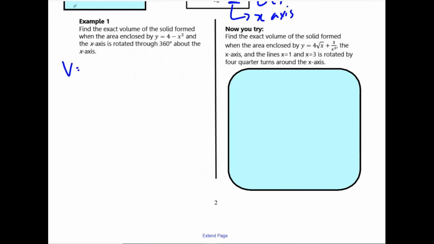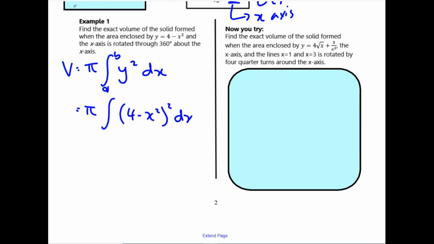First thing to do, write down the formula. So volume rotated around the x-axis is pi times the integral of y squared dx. I'm just going to put that between a and b. We've just got y is 4 minus x squared. So if I substitute this into here, this is integrating 4 minus x squared.